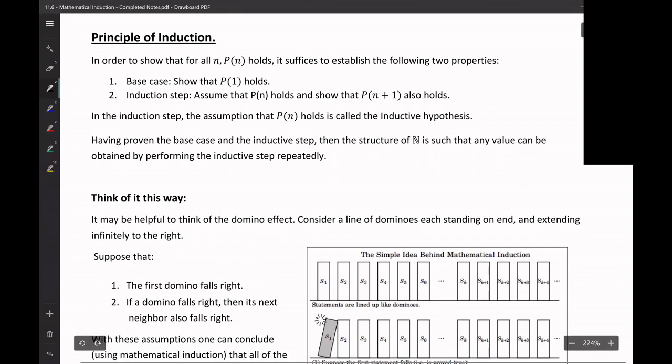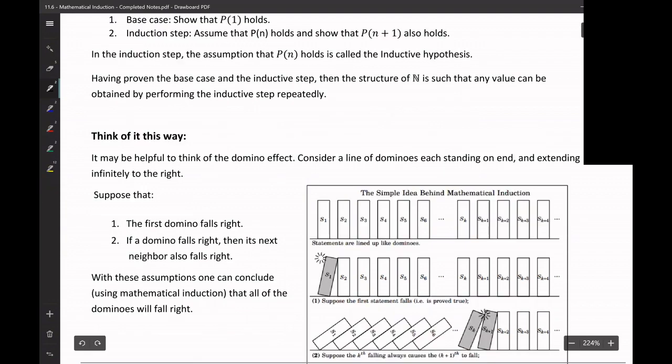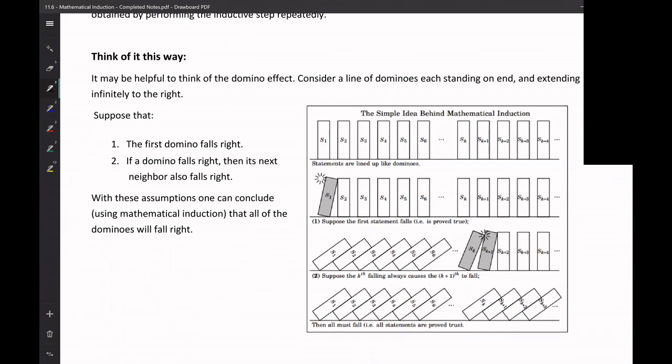So think of it this way. It may be helpful to think of the domino effect. Consider a line of dominoes, each standing on end and extending infinitely to the right. In class, I literally would have had dominoes and set them up and knocked them over so you guys could see this. But it's a really nice thing, okay? So suppose that if you knock over the first domino, the first domino falls over, and then the next domino falls over, and then the next domino falls over, and so on and so forth. They're all going to be falling over.